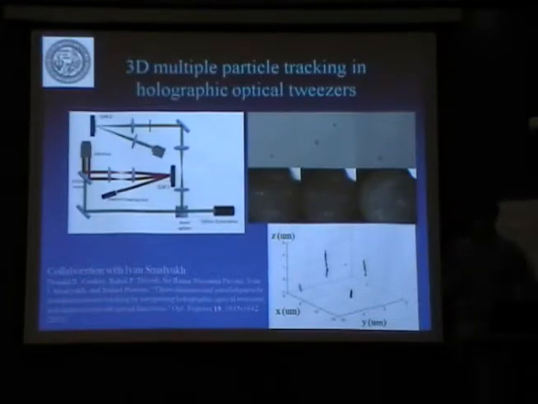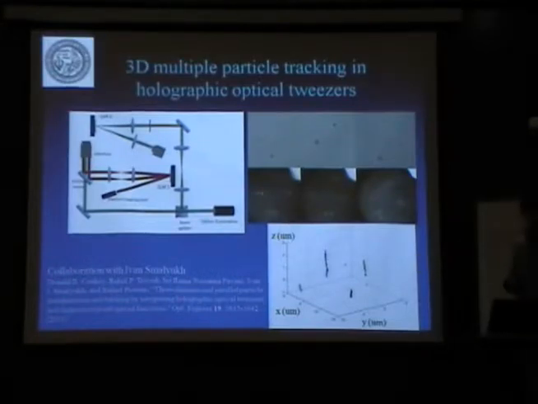This is work we did with Ivan's group. So Ivan's student Rahul and my student Don built this experiment. The idea is to make holographic tweezers. So essentially you have holograms to move particles around. Here you have 4 particles and you can move them around with a hologram, as I said before.